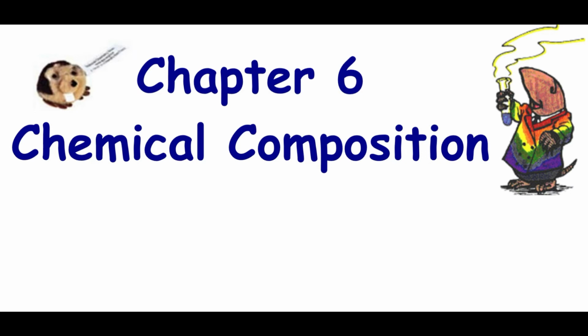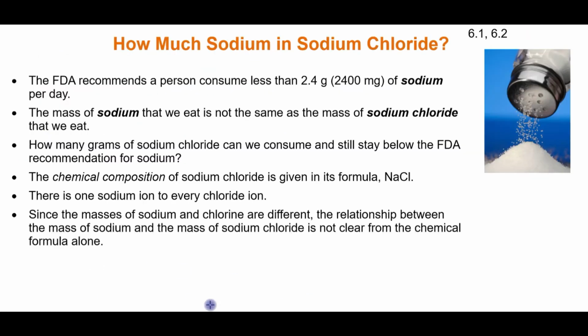Welcome to Chapter 6, where we will start to look at the composition of the chemicals we've been working with. The FDA gives us guidelines for how much sodium, but the mass of the sodium that we eat is not the same as the mass of sodium chloride, which is where most of our sodium comes from. Then we have to look at how many grams of sodium chloride we can consume. We know its formula is NaCl, so there's one sodium ion for every chloride ion. Since the masses are different, we really can't tell the relationship from the chemical formula alone.